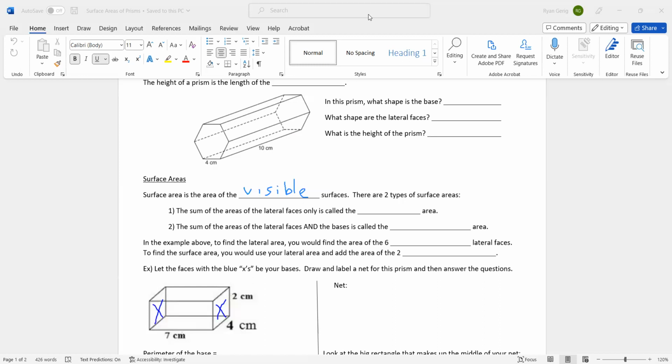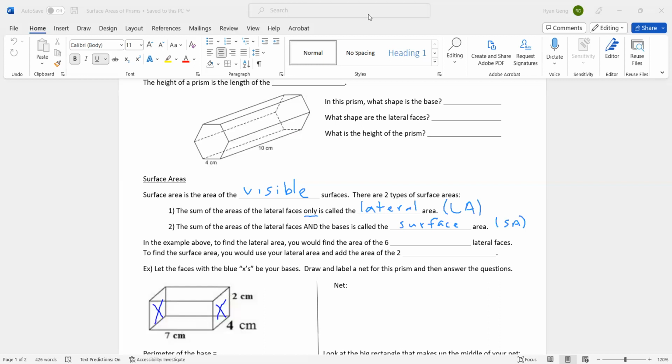All right, there are 2 types of surface areas. Like I said, the sum of the areas of the lateral faces only is called, naturally, the lateral area. You will see me write this a lot, LA, for lateral area. The sum of the areas of the lateral faces and the bases, so basically everything, is called the surface area. Now that can get a little confusing because a lateral area is a type of surface area. When I say surface area, am I talking about lateral area or surface area? And we'll talk about that on the last problem with these notes.